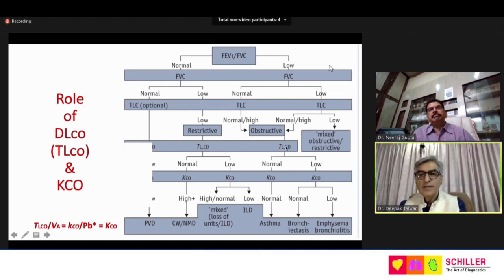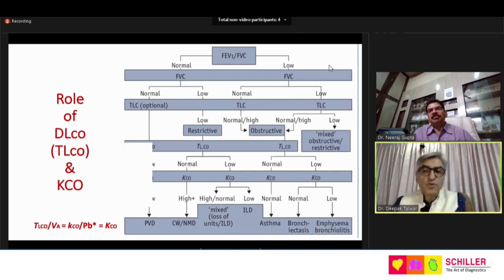You look at the diffusion capacity. Diffusion capacity is low. And then you look at the KCO. KCO is normal. And actually you reach the diagnosis of bronchiectasis. You need to do the CT scan of this patient to look at the bronchiectasis. This is the flow chart algorithm by ERS. And you can see that it may be very, very near there.